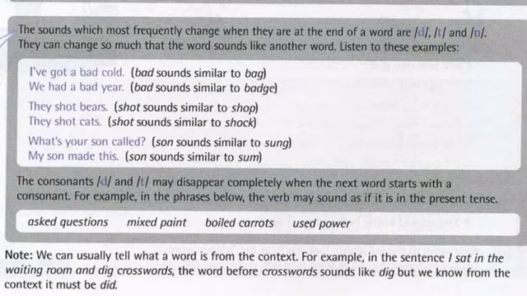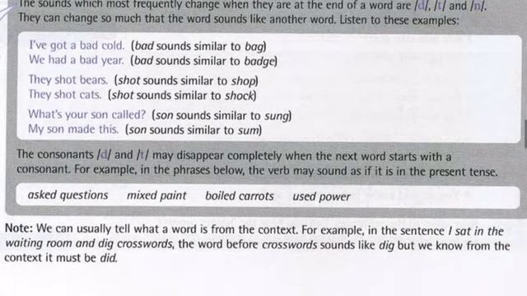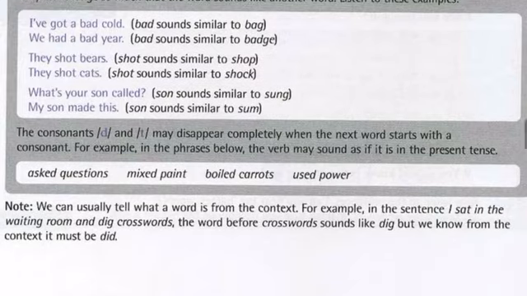Listen to these examples. I've got a bad cold. In connected speech, the word bad sounds similar to bag. Got a bad cold. We have a bad year, and the word bad here sounds similar to the word badge. Got a bad year. Bad year, that's fast connected speech.